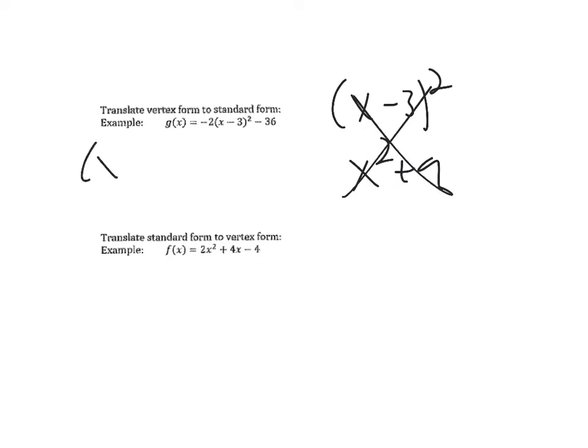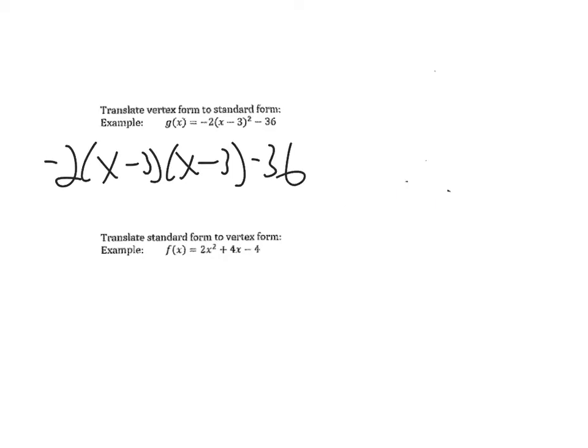What you want to think about it is x minus 3 times x minus 3. Then, of course, we have the negative 2 out in front and the minus 36. Then we've got to do some distributive property, or foiling if you want. So x times x is x squared. We have a minus 3x and another minus 3x is minus 6x. Negative 3 times negative 3 is positive 9.